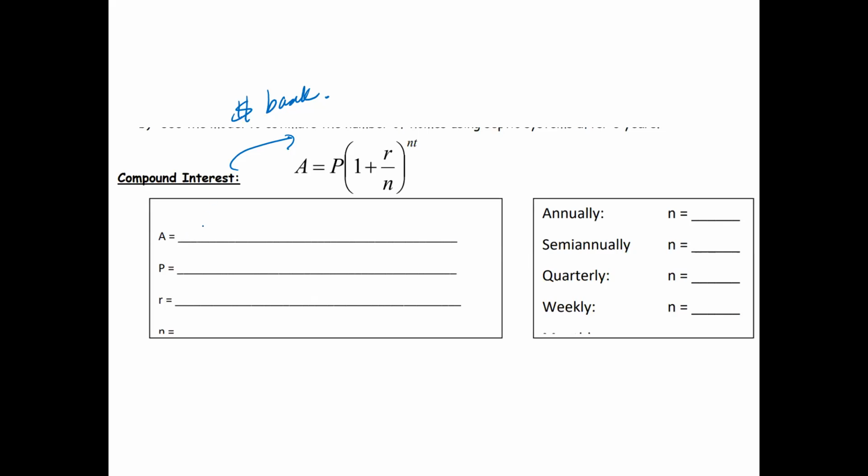A stands for final amount. P stands for the starting amount, like how much money did you put in the bank initially. R is the rate, and you have to put that in a decimal. And N is going to be how often. How often do you get your interest back per year?